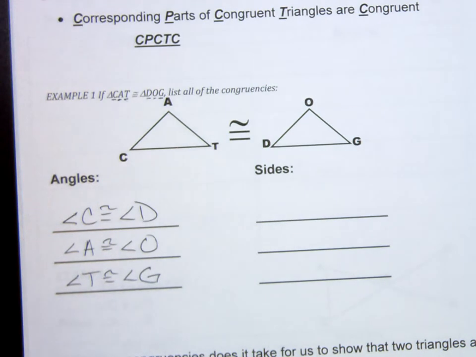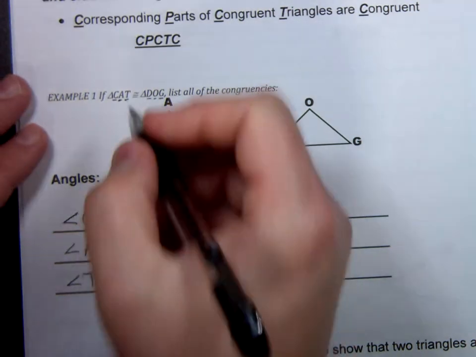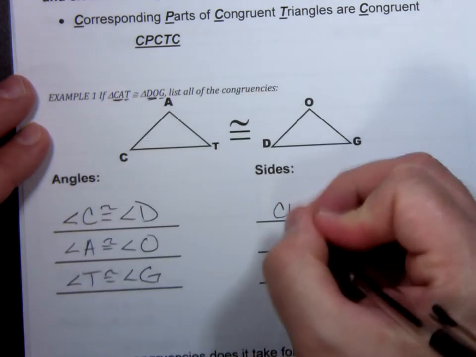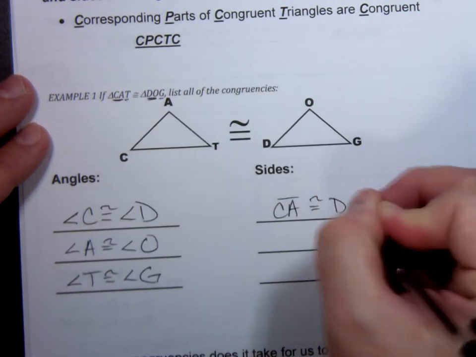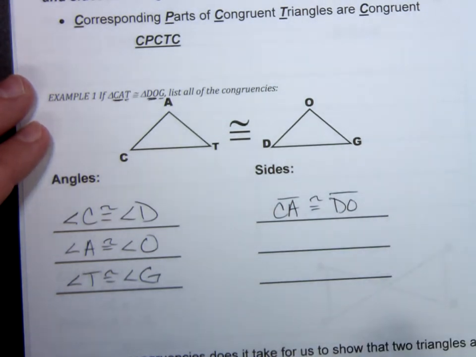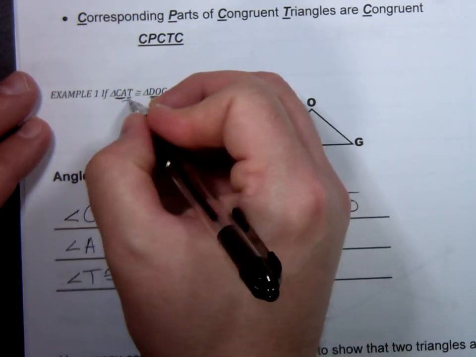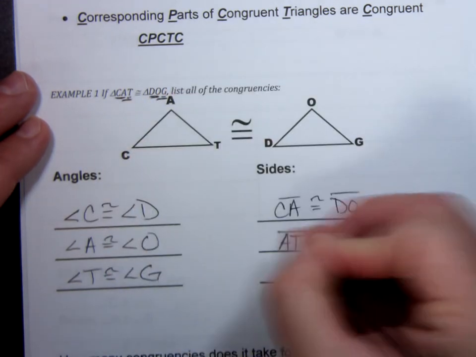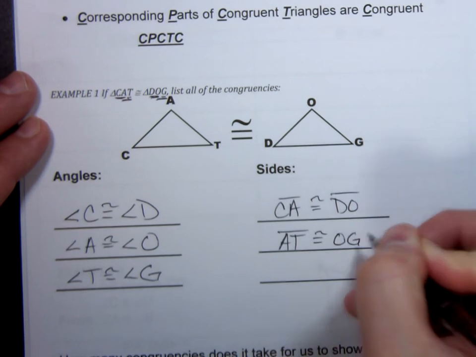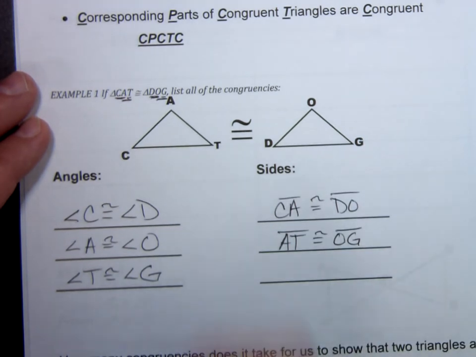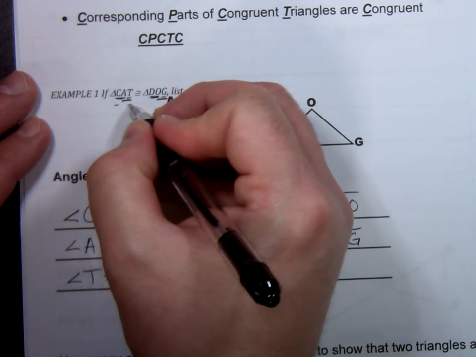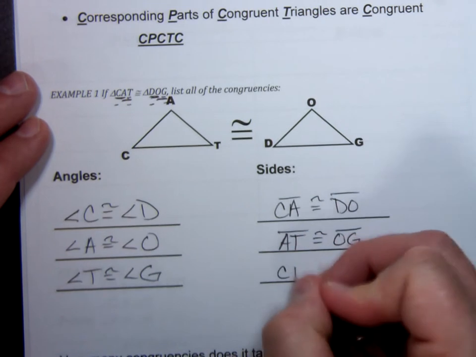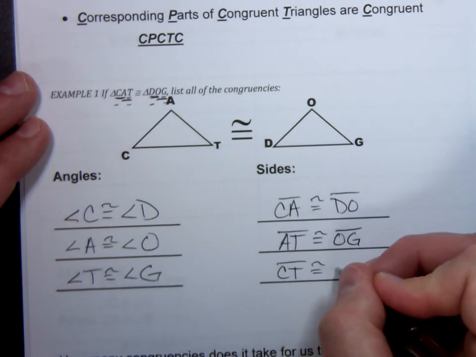I can do the same thing with the sides. Looking at the congruent statement, first two letters CA, first two letters DO. Line segment CA is congruent to line segment DO. Okay, same thing with the last two letters. Line segment AT is congruent to line segment OG. And then finally, we can create a segment with the first letter and last letter also. So line segment CT and line segment DG. Line segment CT is congruent to line segment DG.